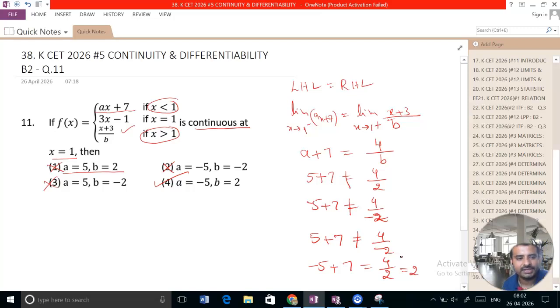So these are the 5 questions I wanted to discuss in this session. I hope you all got the answers for the questions on continuity and differentiability of your second year PUC.